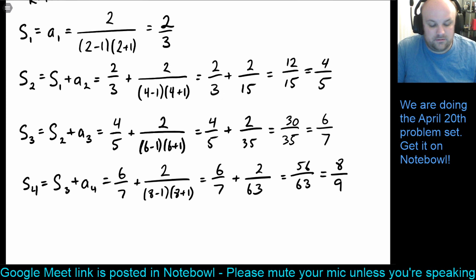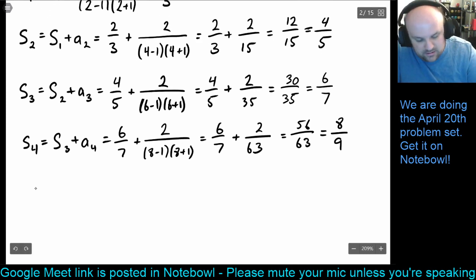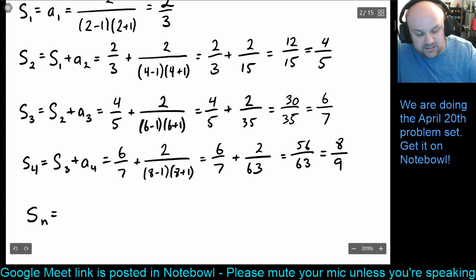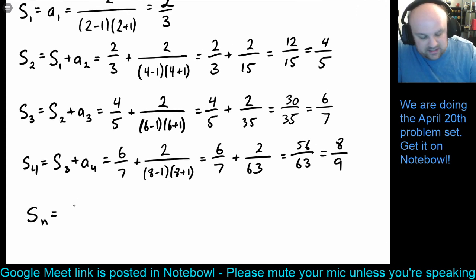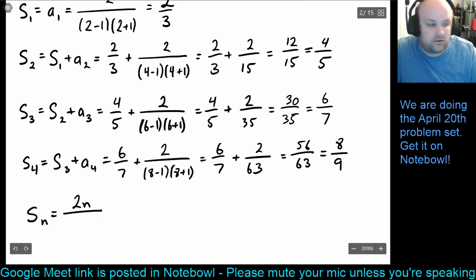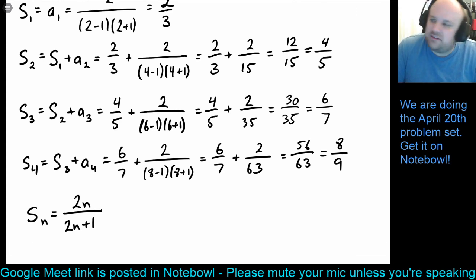So, Sn is going to be, the top number is always 2 times this index. And the bottom is always 1 larger than the top. So 2n plus 1. How's that look?